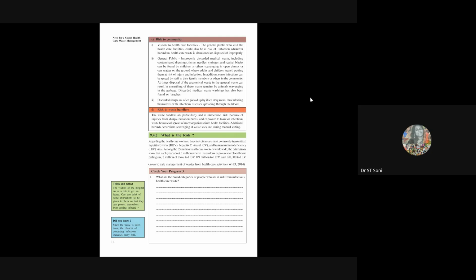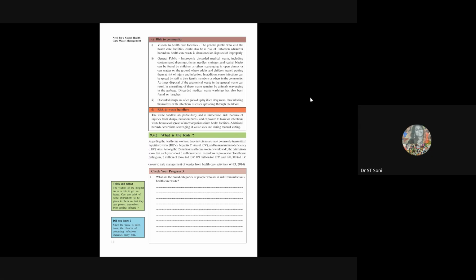So the waste handlers are at immediate risk. They will be, because of injury from the sharps, radiation, and exposure to infectious waste, so they are all at risk. So what is the risk? The most important risk, first and foremost, is transmissible infection, and that is hepatitis B, C, and HIV. This is written in this order.